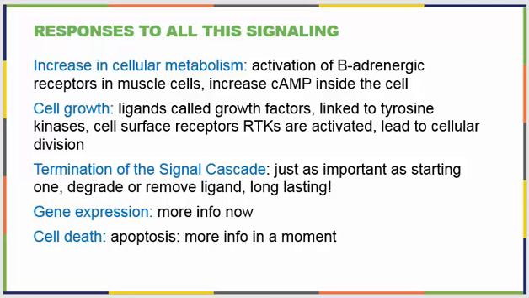One response might be cell growth. Ligands called growth factors can be linked to tyrosine kinases referred to as RTKs. Once activated, they lead to cellular division. Sometimes a response can be termination of a signaling cascade, which is just as important as starting one. We can degrade or remove a ligand, and once we've done that, the effects are long-lasting. A major response is gene expression, and another very common response is apoptosis.